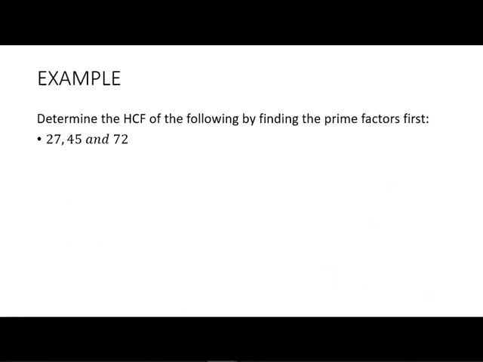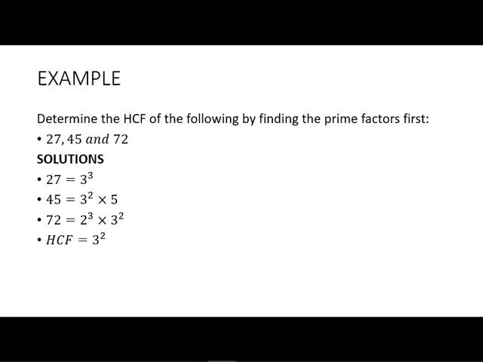27, do what I told you earlier on. You're going to punch that into your calculator, 27 equal sign, and then you press shift, fact. It'll factorize 27 for you, which is 3 cubed. 45 will be 3 squared times 5. 72 will be 2 cubed times 3 squared. Only a common base will be part of your HCF. So 3 is the only common base, but only 3 with the lowest exponent, which is 3 squared, will be your highest common factor.